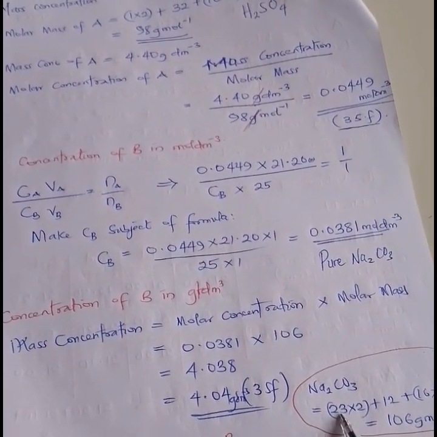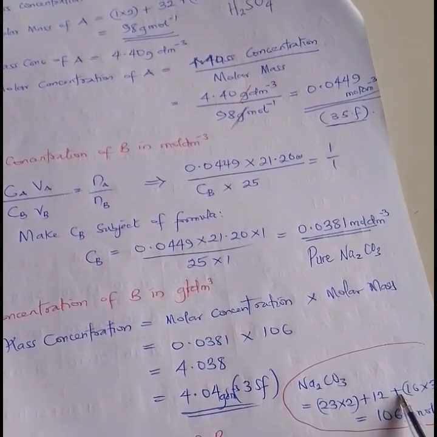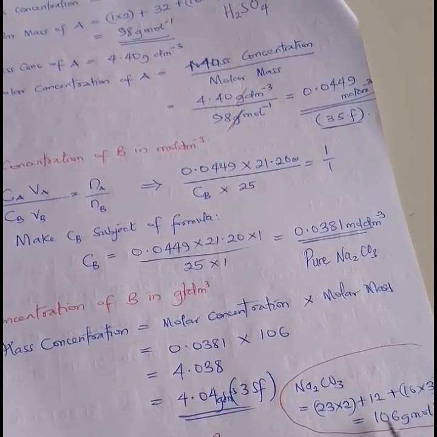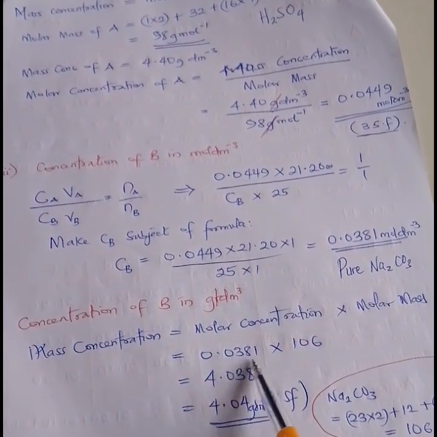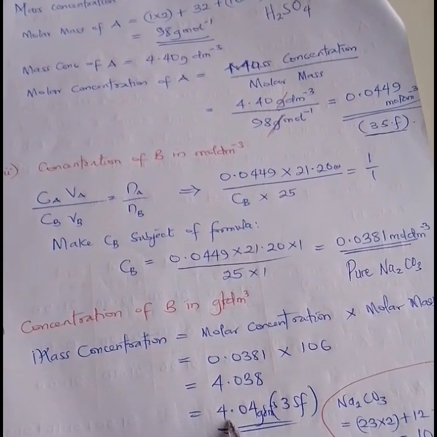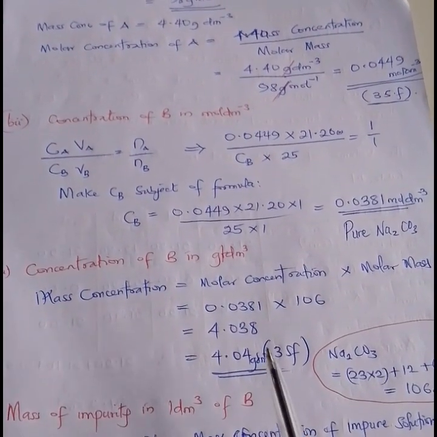Sodium is 23 times 2, plus carbon is 12, plus oxygen is 16 times 3. So when you do that, you get 106 grams per mole. So 106 times 0.0381 will give us 4.038. To 3 significant figures, 4.04 grams per dm cube. The unit is very, very important.